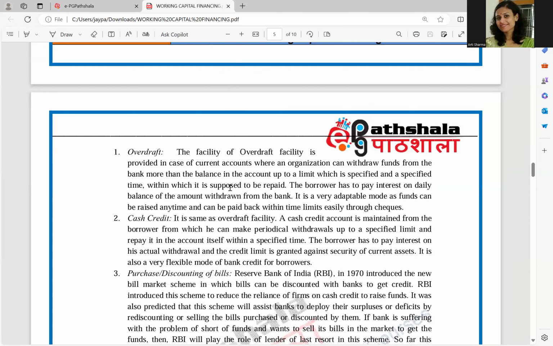First is the bank overdraft. The facility of overdraft is provided in case of a current account. तो इसके लिए जो भी ऑर्गेनाइजेशन है उसके पास अपना खुद का एक करंट अकाउंट होना चाहिए, where an organization can withdraw funds from the bank more than the balance in the account up to a particular limit which is specified, and a specified time within which it is supposed to be repaid, and the borrower has to pay interest on daily balance on the amount withdrawn from the bank. And it is a very adaptable mode of funds, can be raised anytime and can be paid back within the time limits easily through the cheques.